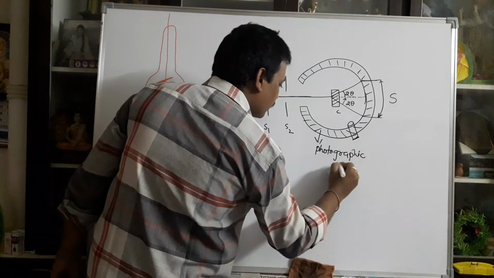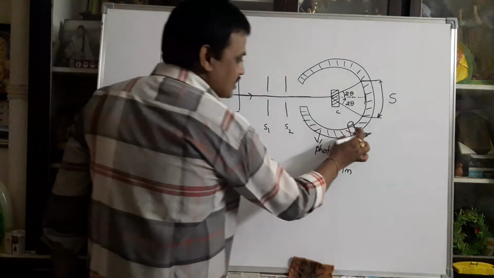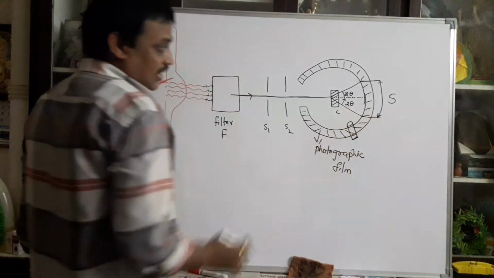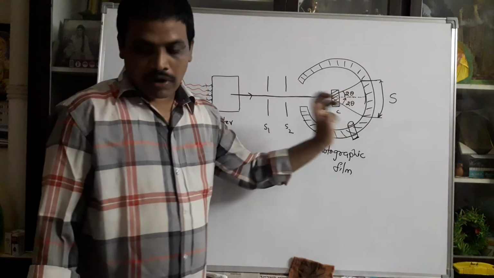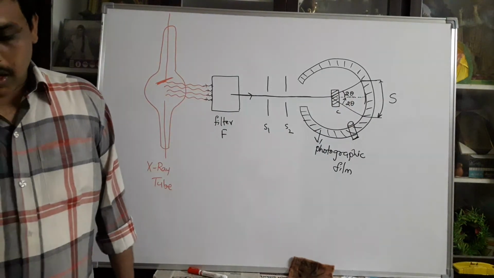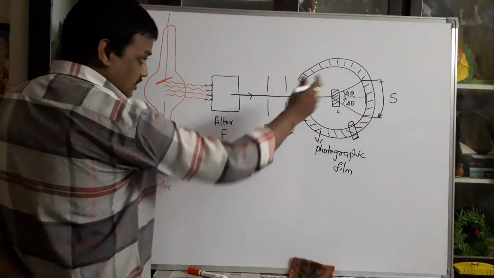Photographic film or photographic plate. So by using this camera I am collecting the diffracted beams. At what angle is it diffracted? I am calculating. According to this experiment, I am calculating the S value.